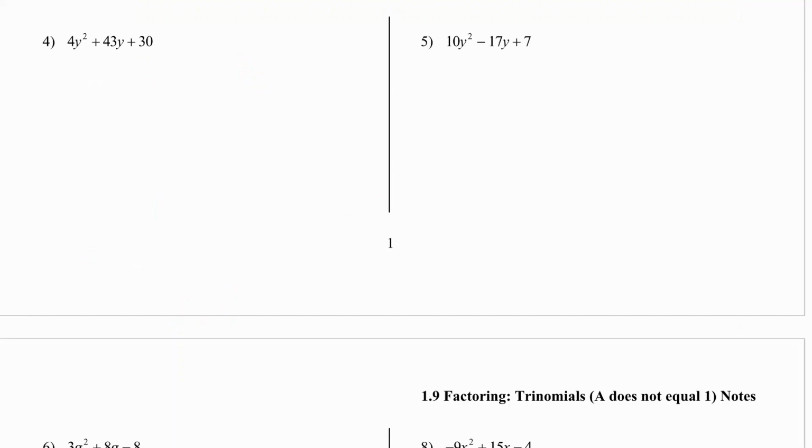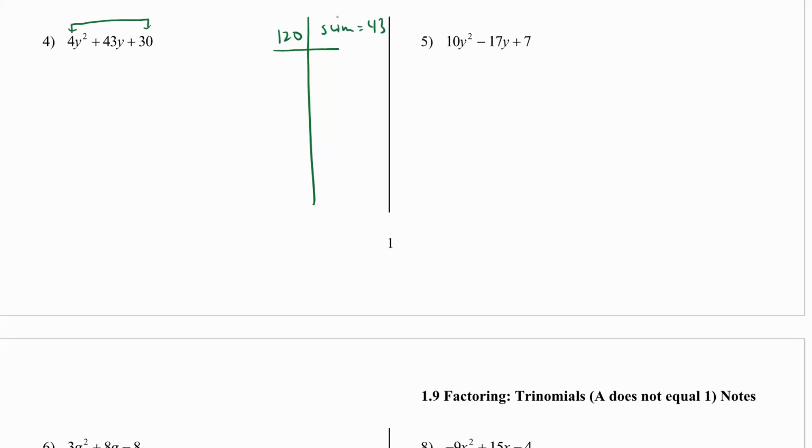So number 4, let's try this one. Again, our first step would be to multiply the leading coefficient and the constant. So 4 times 30 is 120. And so we want to figure out the factors of 120 whose sum has to be 43.